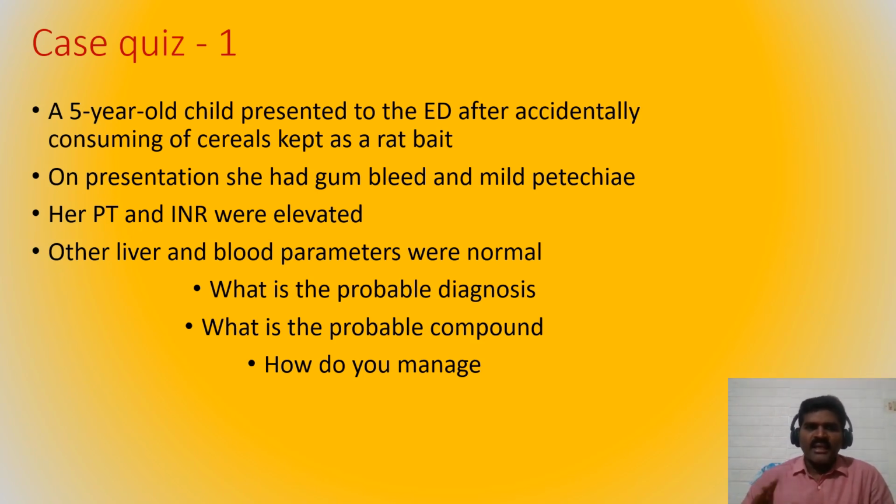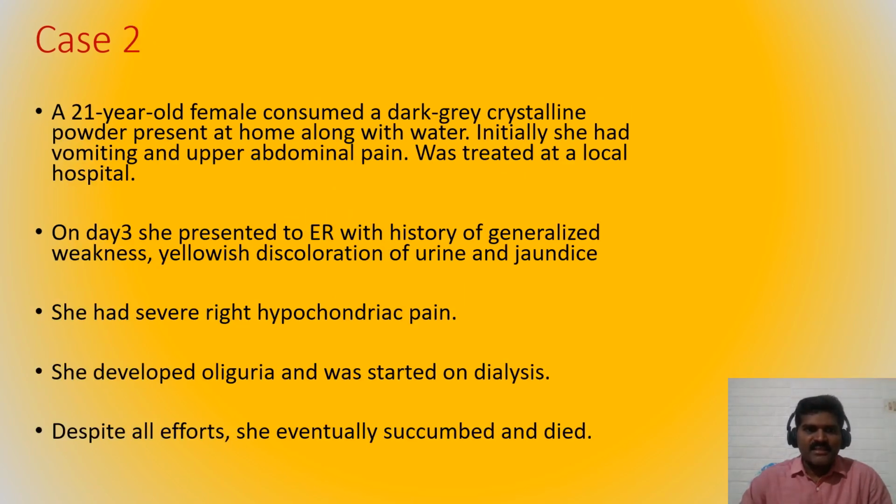Her PT and INR were tested, which seem to be elevated. Other liver and blood parameters were normal. The question here is, what is the probable diagnosis in this patient? What is the probable compound that the patient has ingested? And how are you going to manage? These are the questions we intend to answer by the end of this lecture. Let's proceed with the next case.